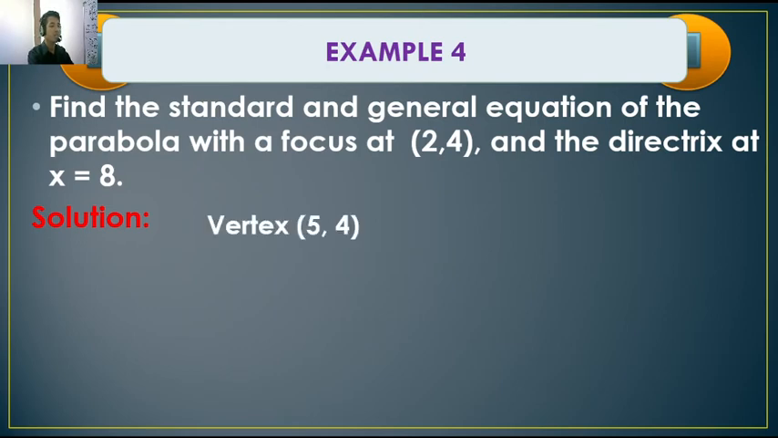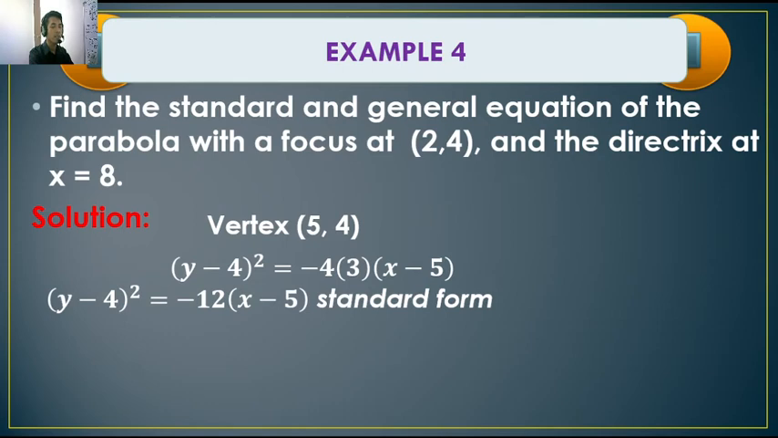Okay, now the vertex is (5, 4), and our standard equation now will be (y minus 4) squared is equal to negative 4 times 3 times (x minus 5), because a is equal to 3, so we substitute it. Then simplify, we have now (y minus 4) squared is equal to negative 12 times (x minus 5). So this is now the standard form of the equation of the parabola.